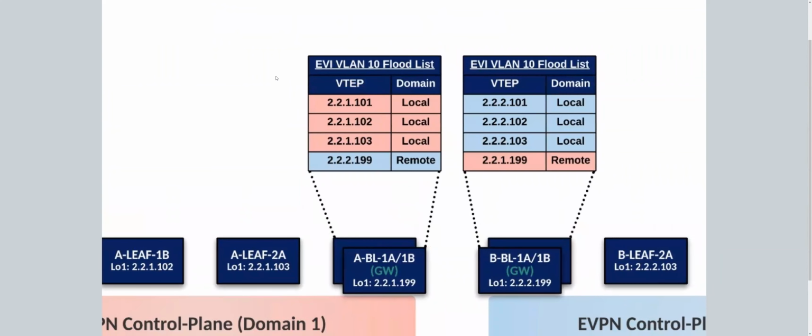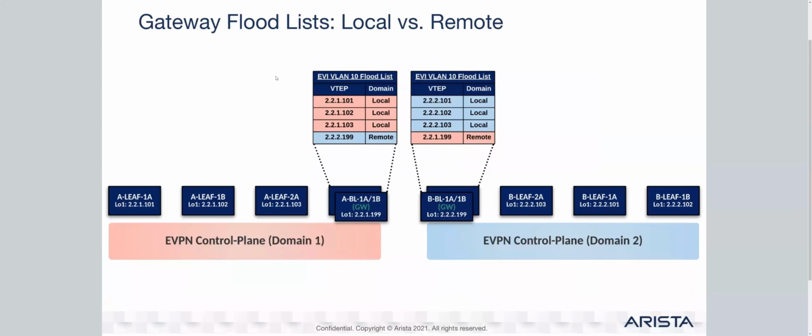But how do they make this determination? This determination is made because the type 3 route that said, hey, I want broadcast traffic for VLAN 10, which came from 222.199, came from an interdomain peer, so one of those remote domain peers. So when we receive that, it says, aha, you are a remote domain peer. I'm going to add you to my flood list, but it's going to be for the remote domain, not local. And then vice versa over in Fabric B.